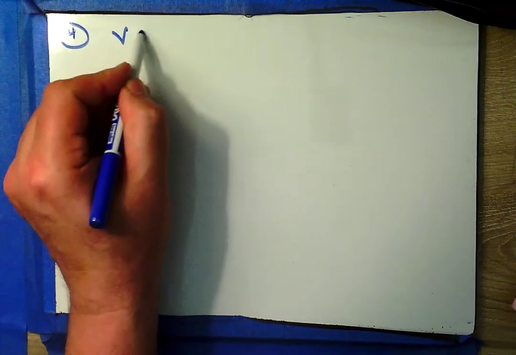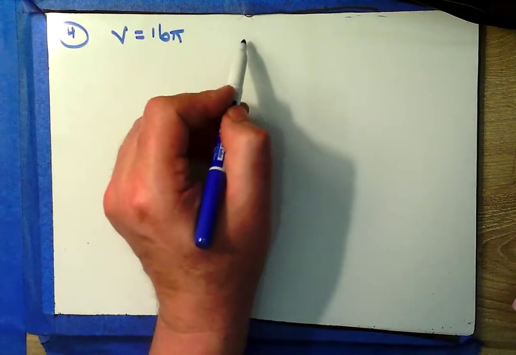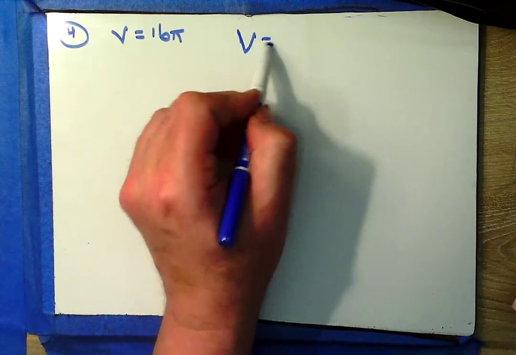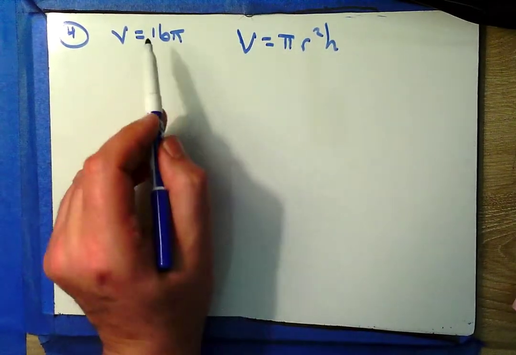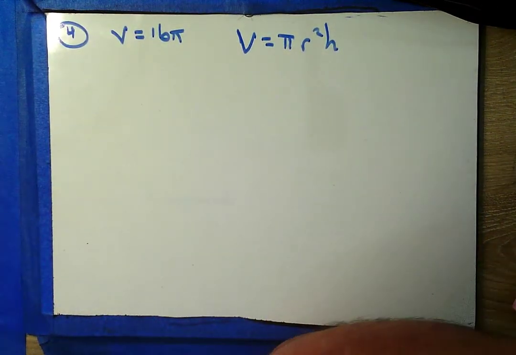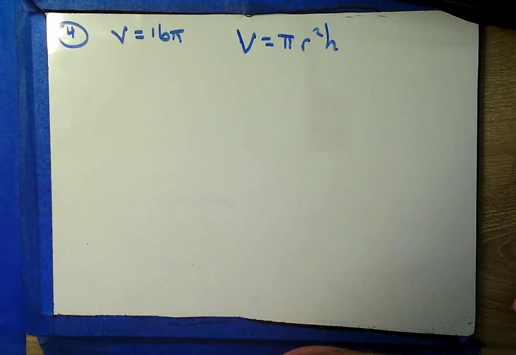Okay, number 4. The volume of a cylindrical tin can with a top and a bottom is to be 16 pi cubic inches. So we know that V equals 16 pi. And we know that the formula for volume of this cylinder is pi r squared h. So I know at some point I'm going to be setting this volume equal to that number. But not right yet. Let's keep reading. If a minimum amount of tin is to be used to construct the can, what must be the height in inches of the can?